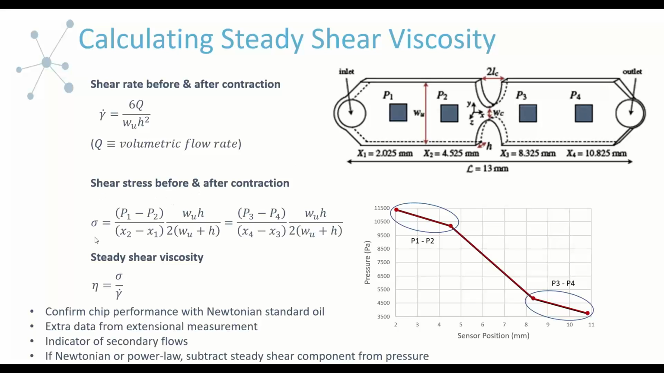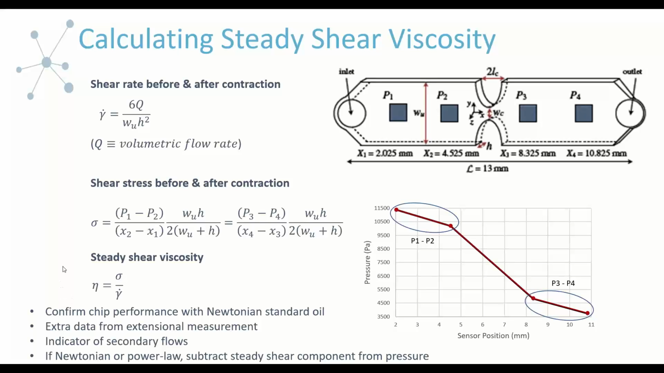And then the shear stress just comes from, as I said, looking at the slope of the line between P1 and P2, and then also the slope between P3 and P4. Again, this other factor here is just bringing in the geometry of the flow channel, which is going to be well known. So once this is done, you calculate steady shear viscosity as you always do, which is the proportionality between the shear stress and the shear rate. And as I said, this is how you would confirm chip performance using NIST traceable Newtonian standards.